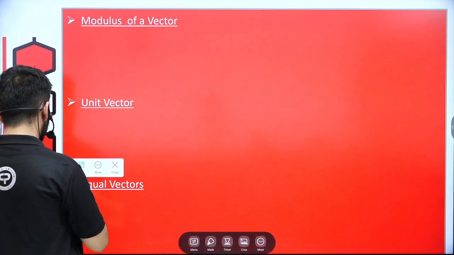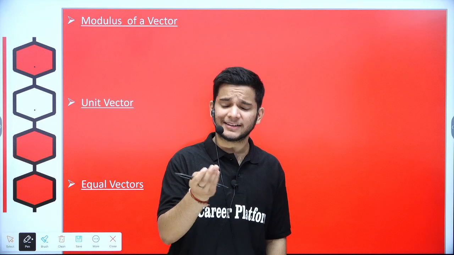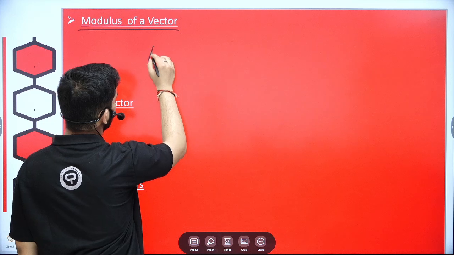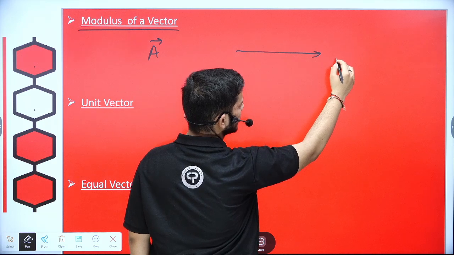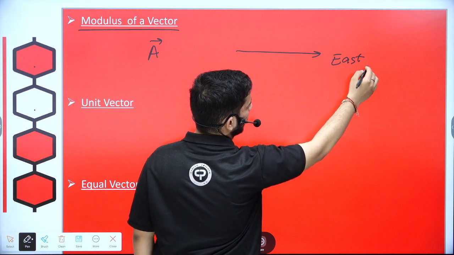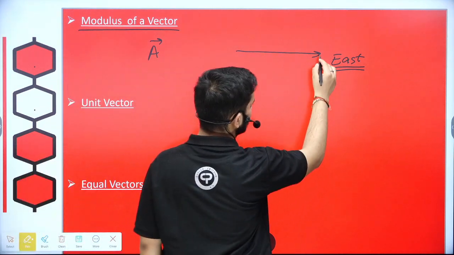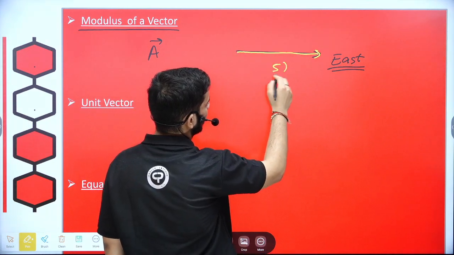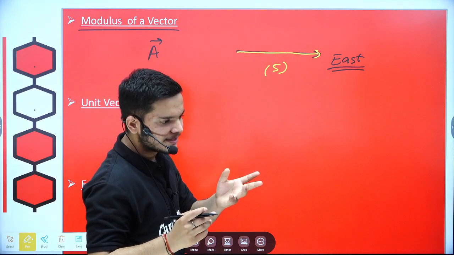So what do we understand by the first thing, that is modulus of vector? I've just talked about that vectors have direction, but they also have magnitude, they are also assigned with some kind of value. So what is modulus? Suppose a vector is assigned to the direction of, suppose, east. Now suppose it has its value 5, but how do we write it? How do we know that it is assigned a value when we have to represent it mathematically?